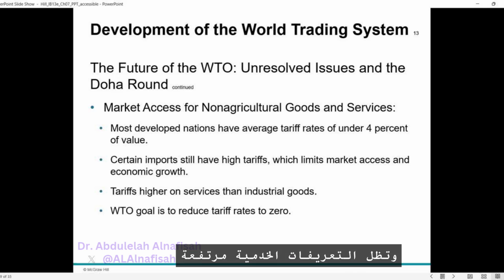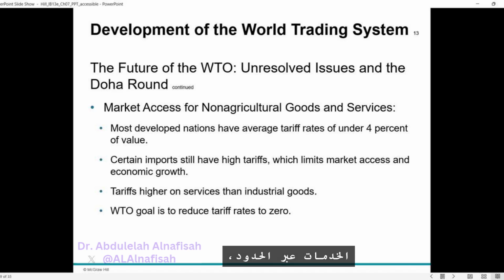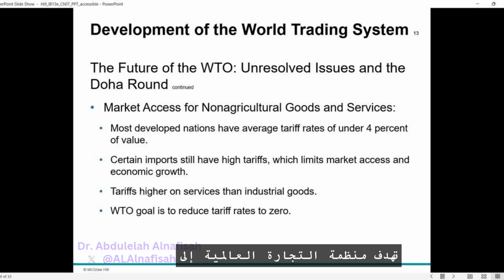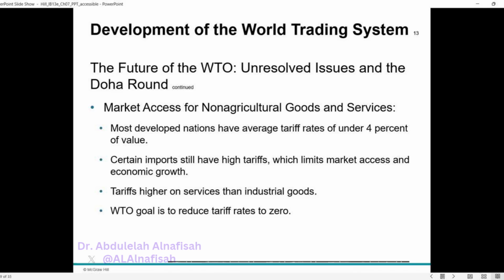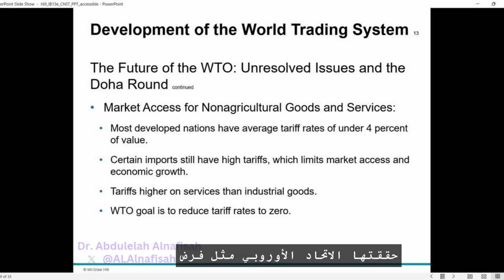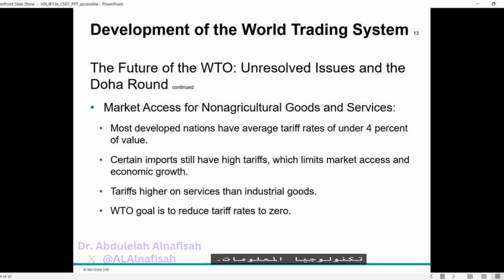Service tariffs also remain elevated compared to industrial goods, with reductions expected to yield substantial benefits given the increasing value of cross-border service trade. The WTO aims to further decrease tariff rates towards zero, building on successful precedents like zero tariffs on information technology goods.